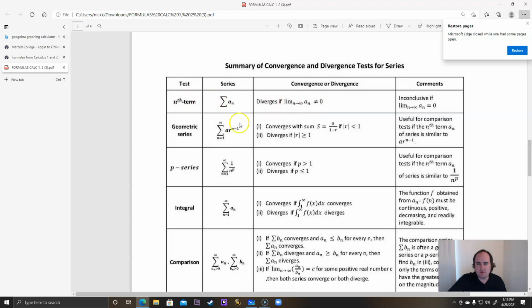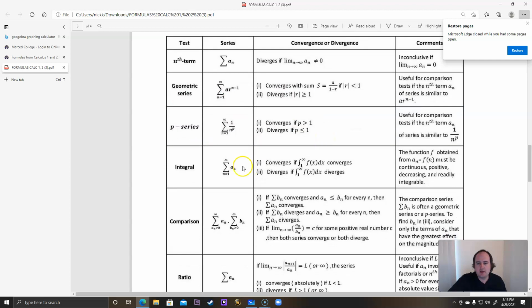So we already did the nth term, we already talked about geometric, and right now we're talking about the integral test. So the integral test basically just says it converges if the integral from 1 to infinity, or in this case the integral from 5 to infinity converges, and it diverges if the integral diverges. And for an integral to diverge, that usually either means it's negative infinity or positive infinity. And the only comment is the function f obtained from a sub n equals f of n must be continuous, positive, decreasing, and readily integrable.